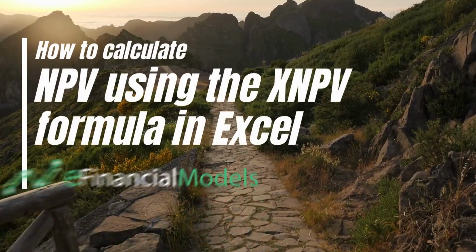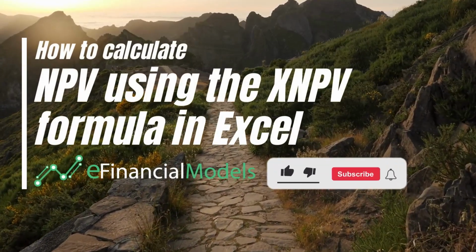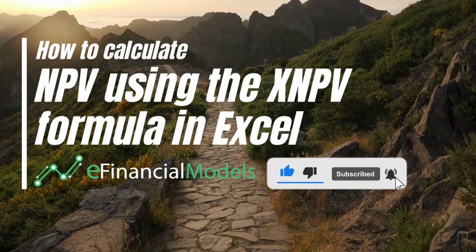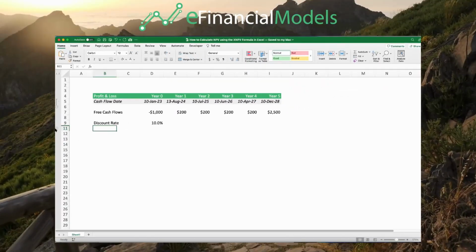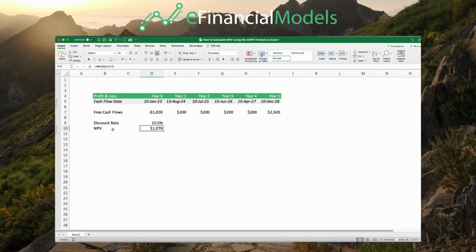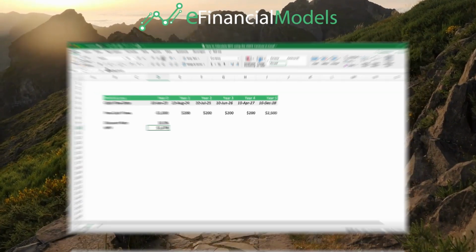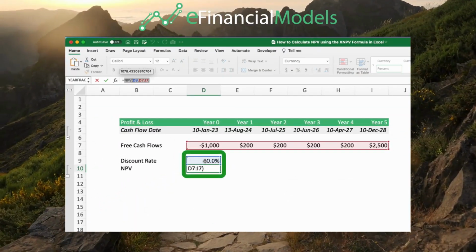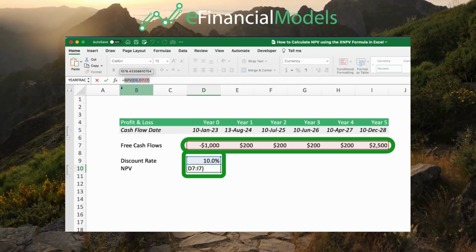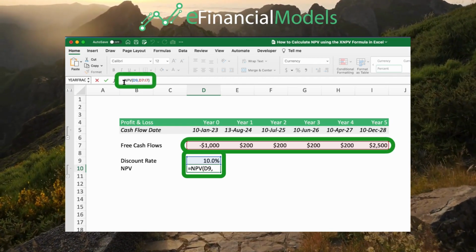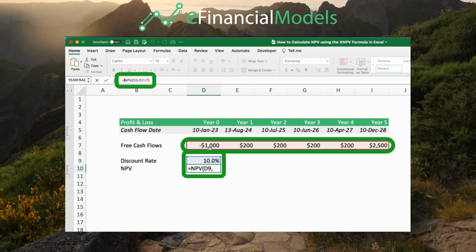How to calculate NPV using the XNPV formula in Excel. In one of our last videos, we explained calculating the NPV in Excel. All we do is apply the discount rate on the forecast free cash flow, and this formula in Excel does all the work for us and calculates the net present value.